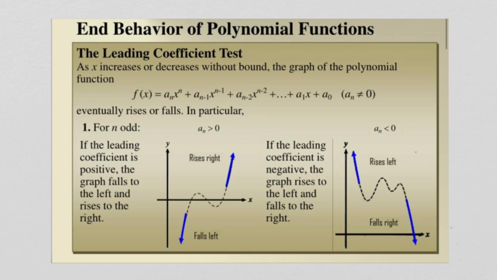End behavior of a polynomial. The leading coefficient test says that if x increases or decreases without bound, the graph of the polynomial is going to look so. When the degree is odd and the leading coefficient is positive, the graph falls to the left and rises to the right. If the leading coefficient is negative, then the graph rises to the left and falls to the right.